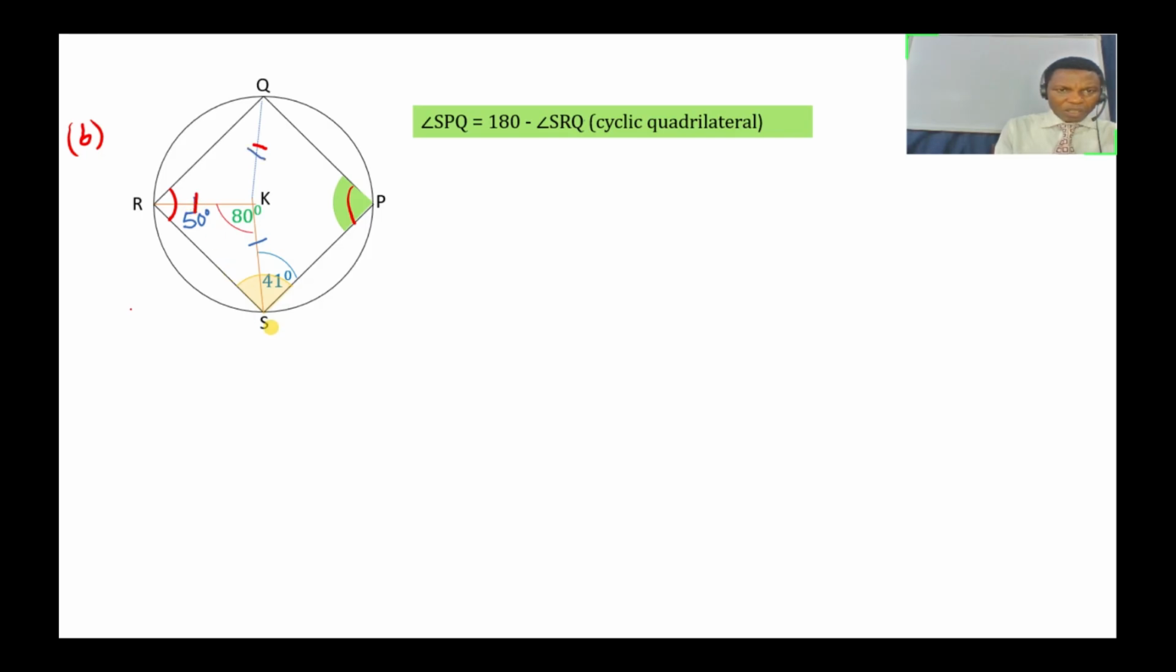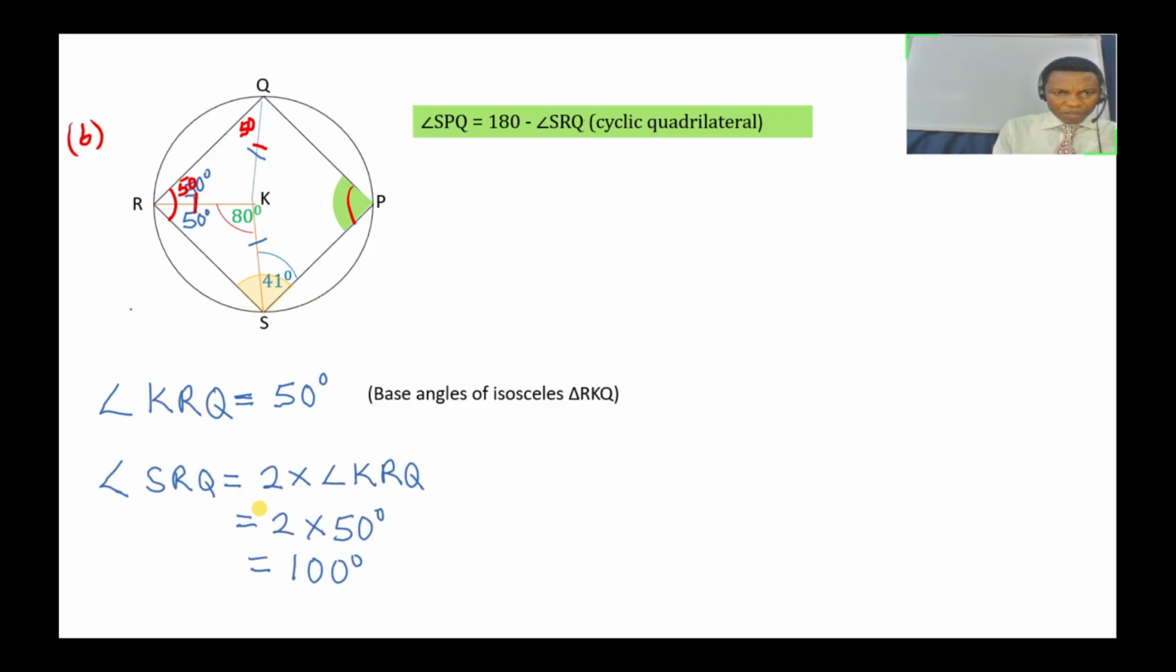So this point and this point, they are equal. If they are equal, that means if here is 50 degrees, then here is also 50 degrees, since they are radii of a circle. So if here is 50 degrees and here is 50 degrees, that means angle SRQ is equal to 100 degrees.